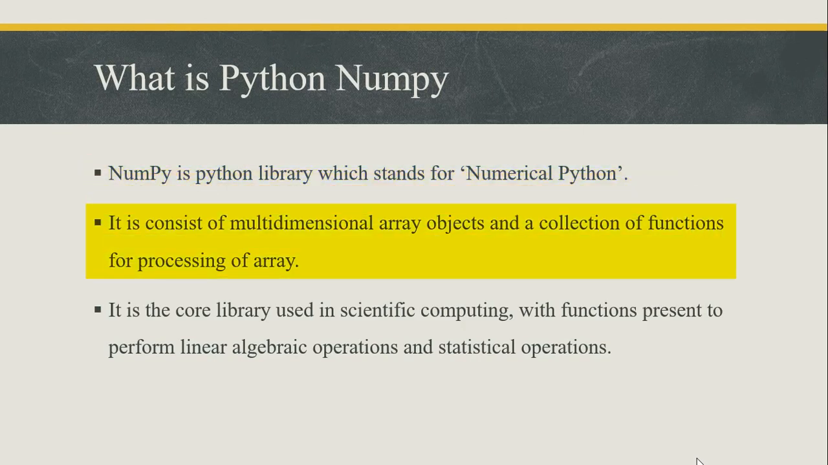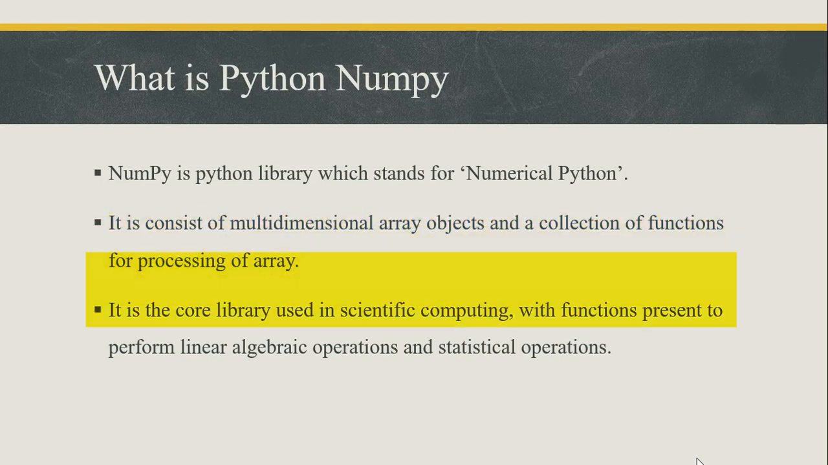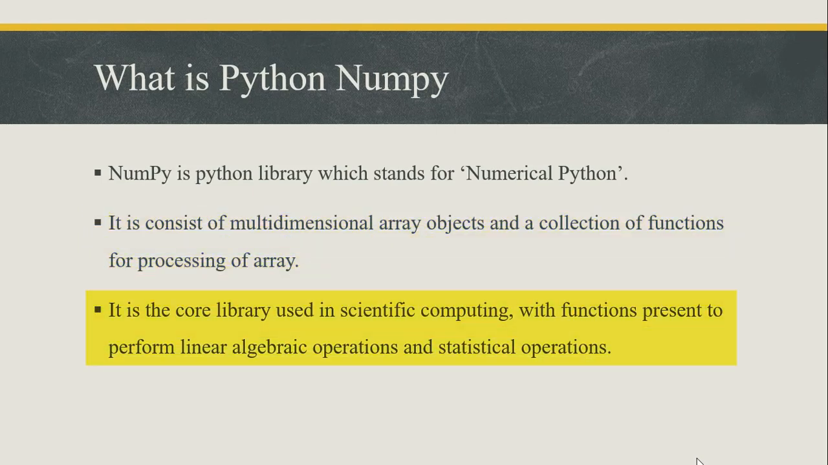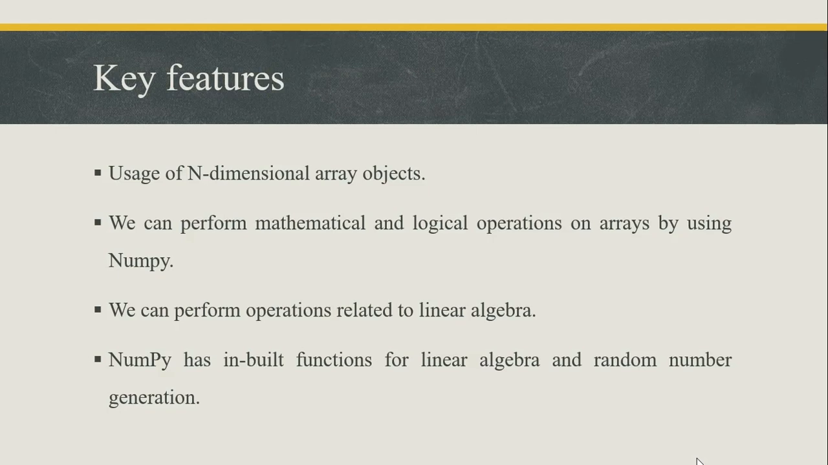It consists of multi-dimensional array objects and a collection of functions for processing these arrays. It allows us to create multi-dimensional arrays and we can perform complex numerical operations on these arrays. It is the core library used in scientific computing with functions that are used for linear algebraic operations and statistical operations. These are the key features of the NumPy library.